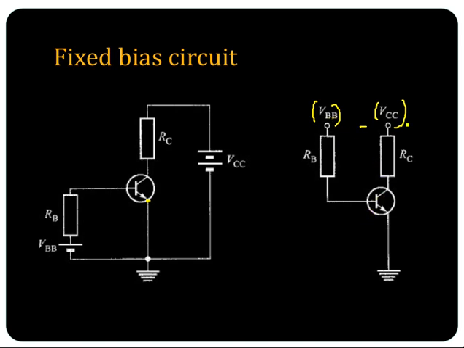That is, the source will be shown here, the positive terminal will be shown here, and then the ground will be shown here, if it is an NPN. If it is a PNP, then you will have minus VBB and ground here, and minus VCC, depending on the type of transistor you use.